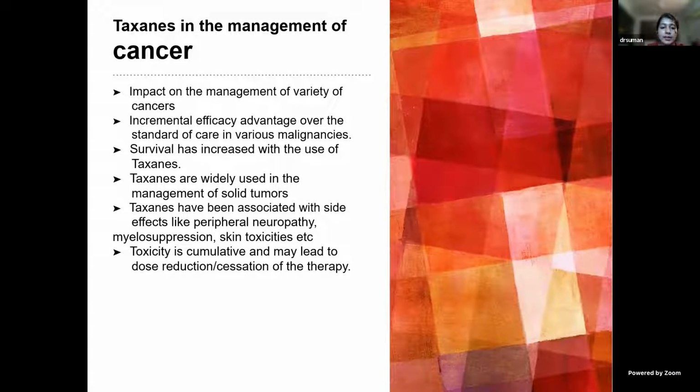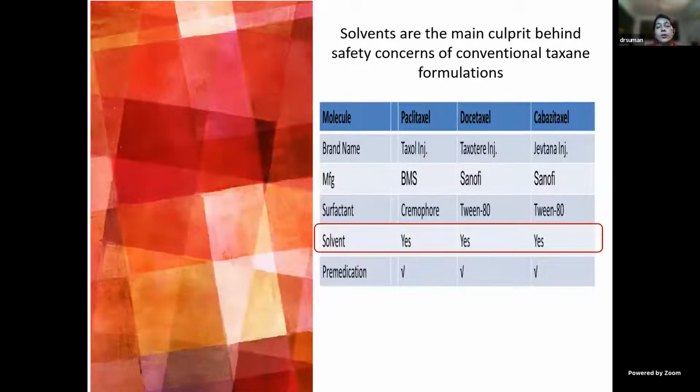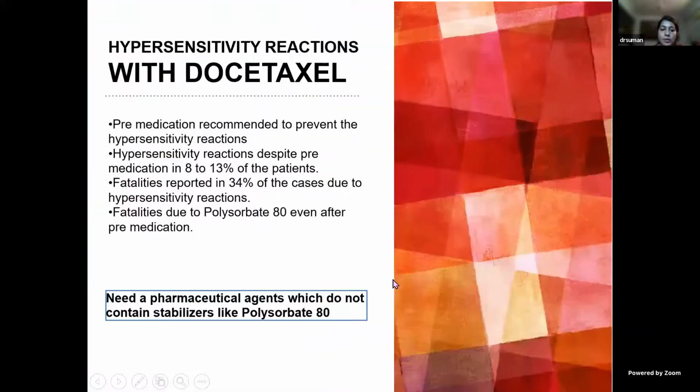There are good responses in the metastatic setting. We also know that taxanes are associated with a lot of side effects, like peripheral neuropathy, myelosuppression, and skin toxicity as well. Toxicities are usually cumulative and may lead to dose reduction and cessation of therapy. Solvents are usually the main culprit behind the safety concerns of conventional taxane formulations. For example, we have paclitaxel, docetaxel, and cabazitaxel. The solvents are present in all of them: in paclitaxel it's Cremophor, in docetaxel it's Tween 80, and cabazitaxel also has Tween 80. Because of the presence of solvent, we need pre-medications in all three formulations.